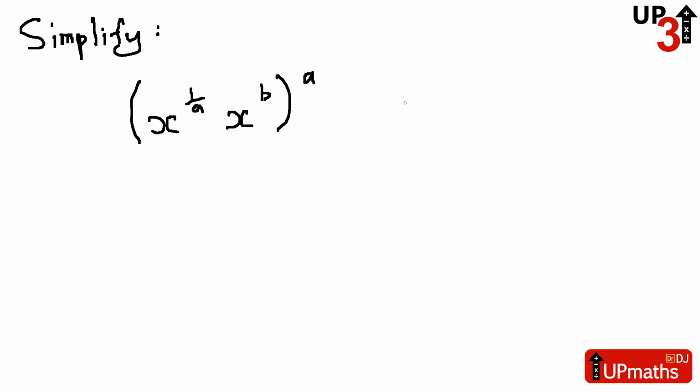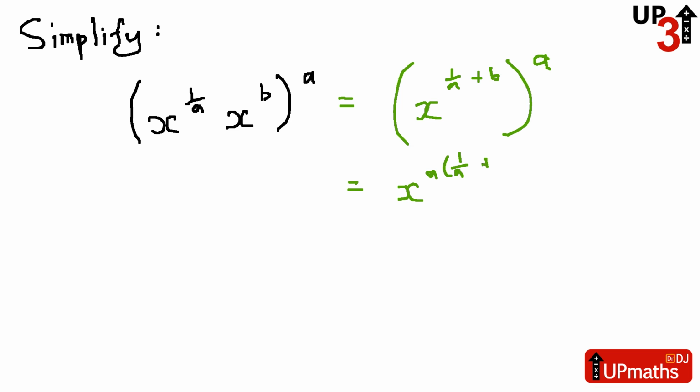What about the next one? Pause it, have a go if you like. Okay. Do you know what I'm going to do? I'm going to combine them first. So I'm going to say 1 over A plus B to the A. And then I've now got the situation where I can just times the powers together. So it'll be x to the A times 1 over A plus B, which is x to the 1 plus AB.